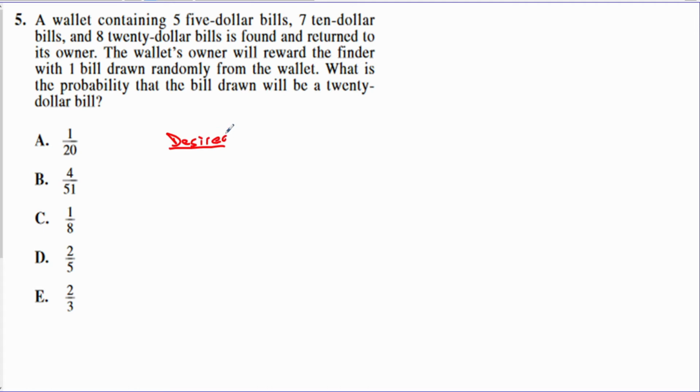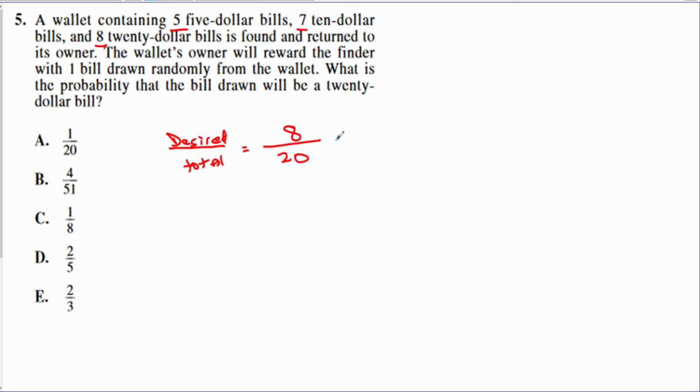Desired over total. Okay, so the total number of bills, if I were to count how many bills there are: 5, 7, and 8. Right, that looks like 20 total bills. 8 and 7 is 15, and another 5 makes 20 total bills. Okay, of those 20 bills, it looks like we want the desired outcome to be $20 bills, and we know that there are 8 of those.